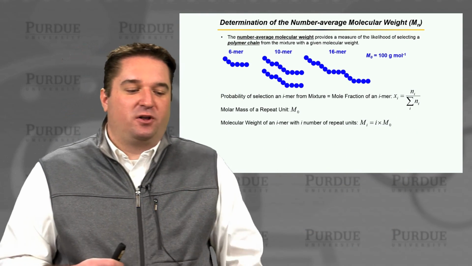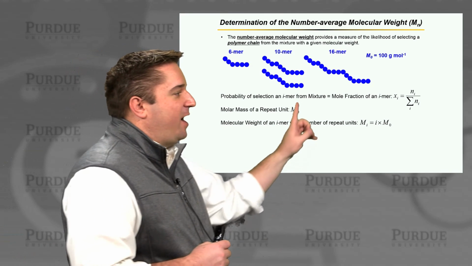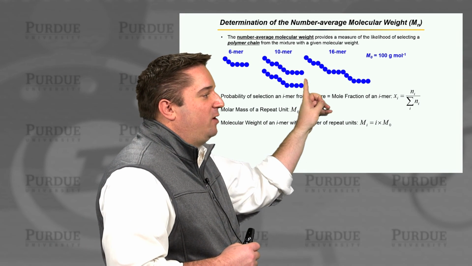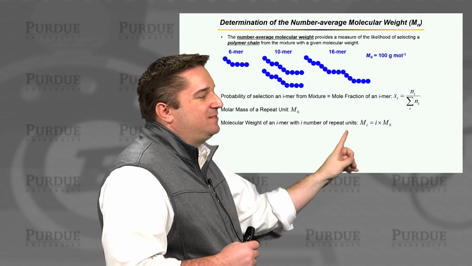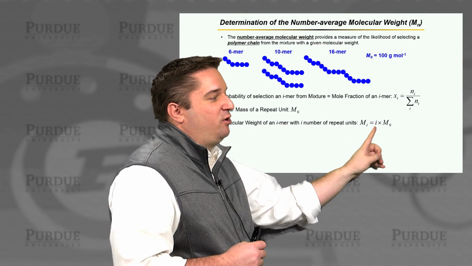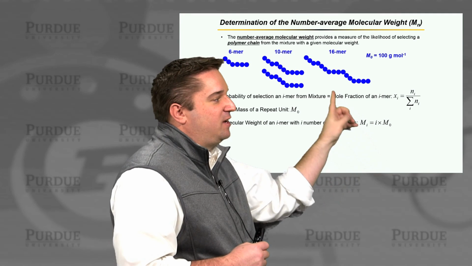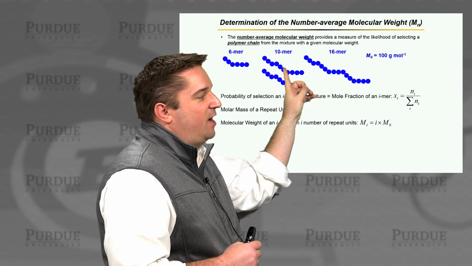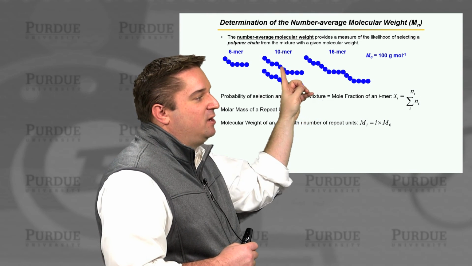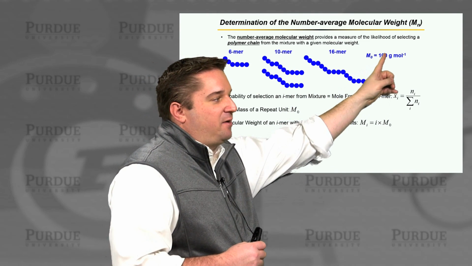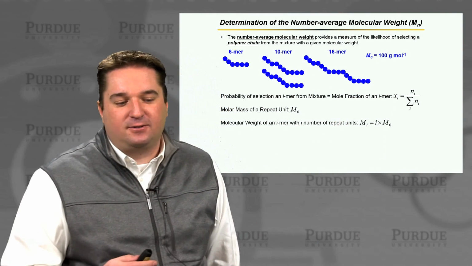We also know that each one of these repeat units has some kind of mass, m0. So this would be the molecular weight of the repeat unit. And thus, the molecular weight of one of these chains, m sub i, is just the number of the i-mer you have. So in this case, for instance, a 10-mer times the molecular weight of a repeat unit. So the molecular weight of this chain is just 10 times whatever m0 is. And let's take m0 to be 100 grams per mole in this case.